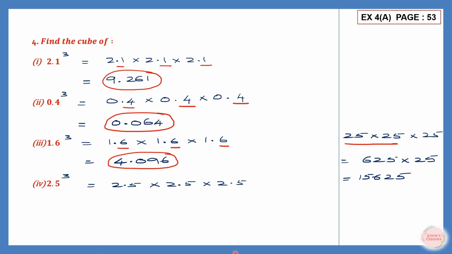Again, let's go back to the question. Count the number of decimal places. So here we have 1, 2 and 3. In our answer also we should have 3. So 1, 2 and 3. So the point comes here. So what is our answer? 15.625. So this is our final answer, 15.625.